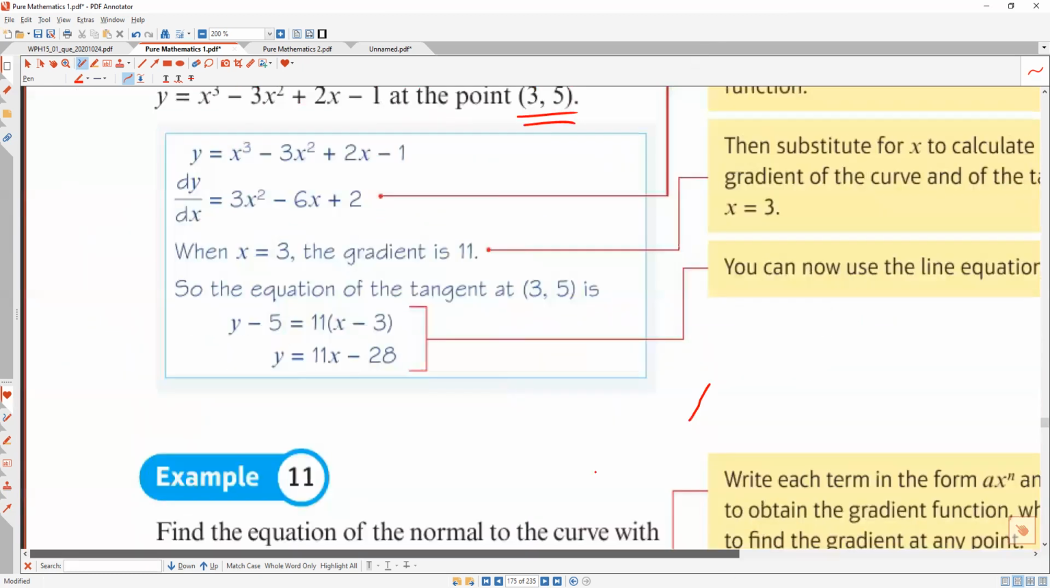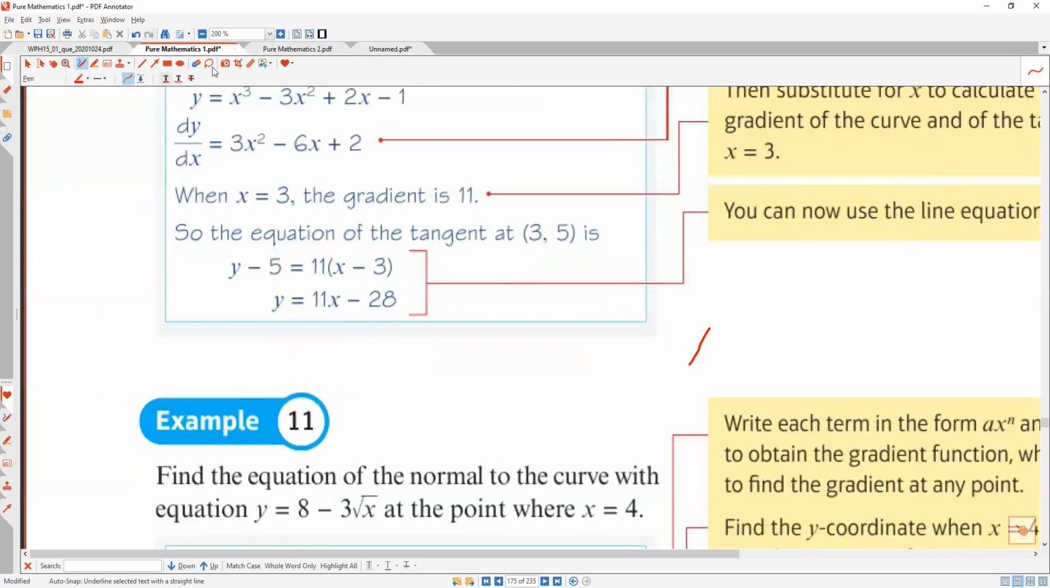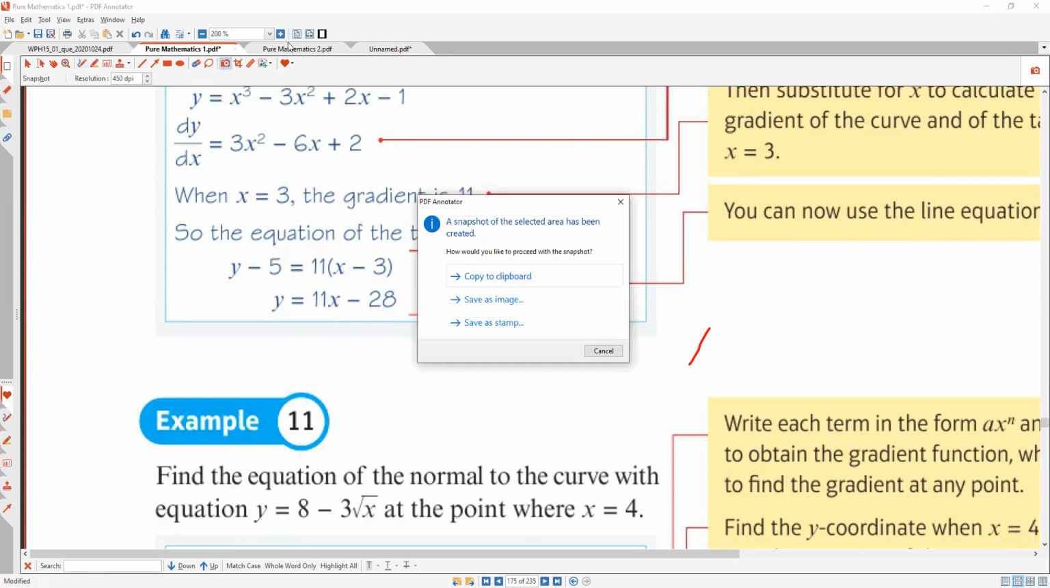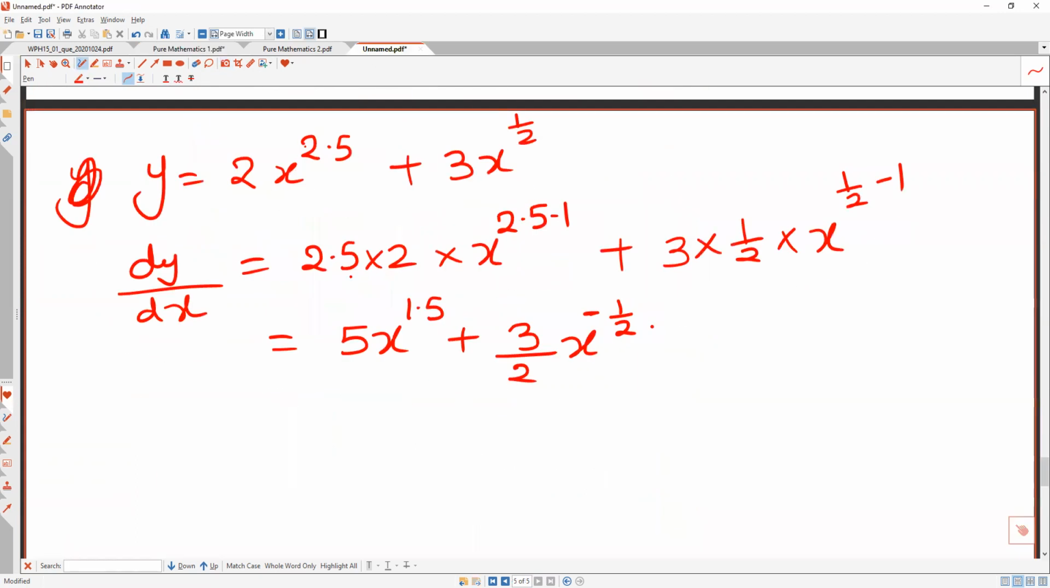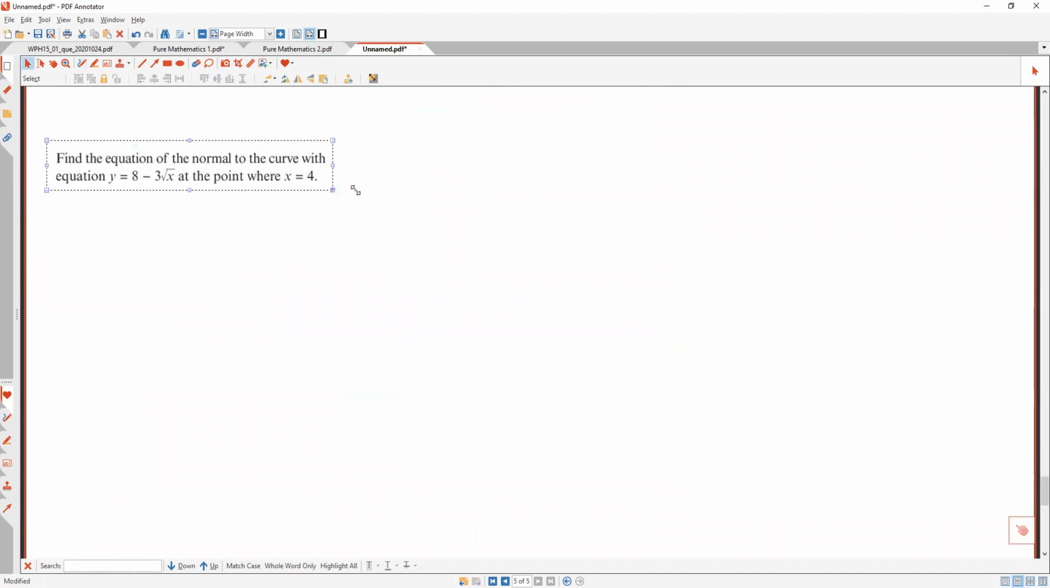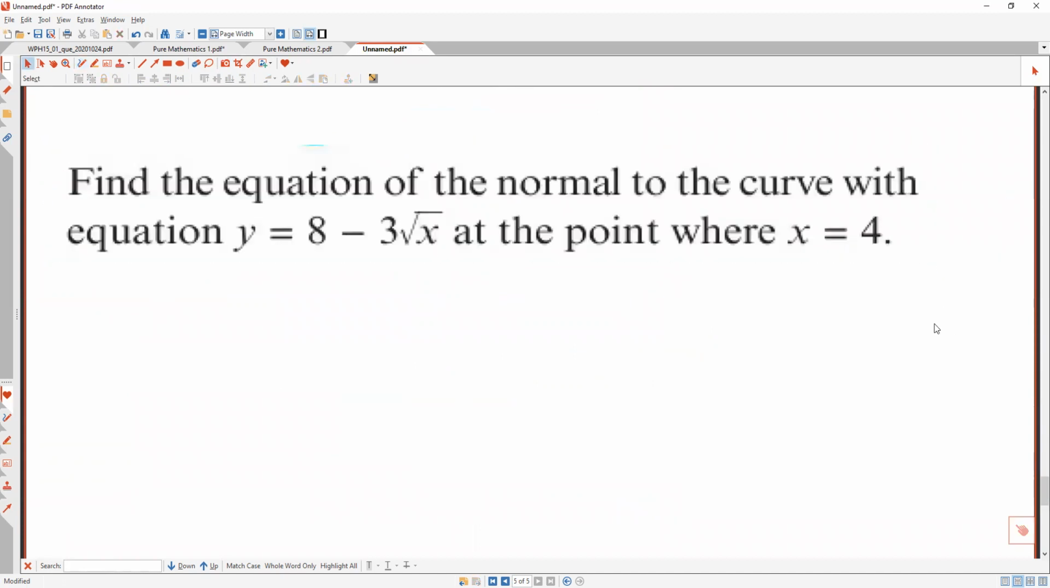Okay, let's do this. This one is complicated. Last sum for the day, then I'll give you guys homework. Find the equation of the normal.